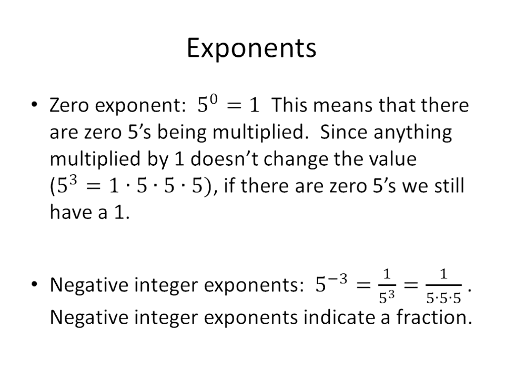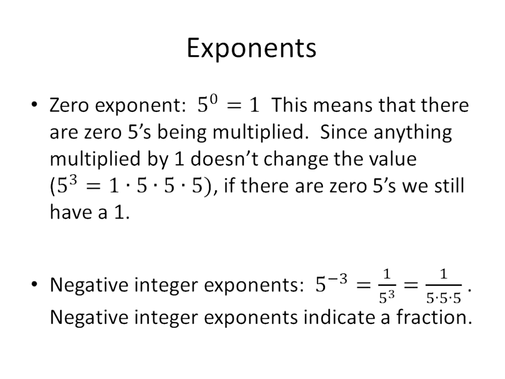And here's a good explanation. So if we have a 0 exponent, like 5 to 0 equals 1, it means that there are 0 5's being multiplied. There are no 5's being multiplied. But since anything multiplied by 1 doesn't change the value, we can think of it as 5 to the third equals 1 times 5 times 5 times 5. If there are 0 5's, we still would have a 1, wouldn't we? Based on what we see in that. That's another way to think about it as well, isn't it? So there's a second way to think about it.